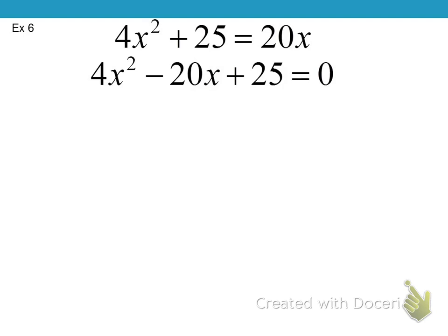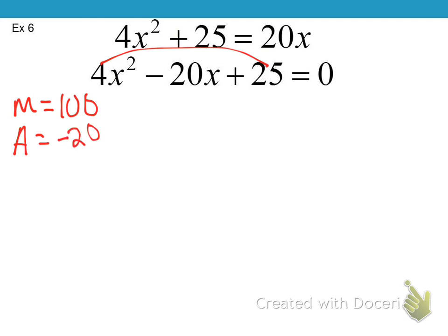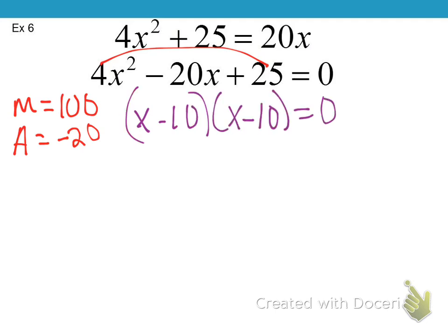Good. So we need to multiply to what? 100. How'd you get 100? 4 times 25. Good. And I need to add to what? Negative 20. Negative 10 should work, right? Okay. Don't forget to divide by the leader.